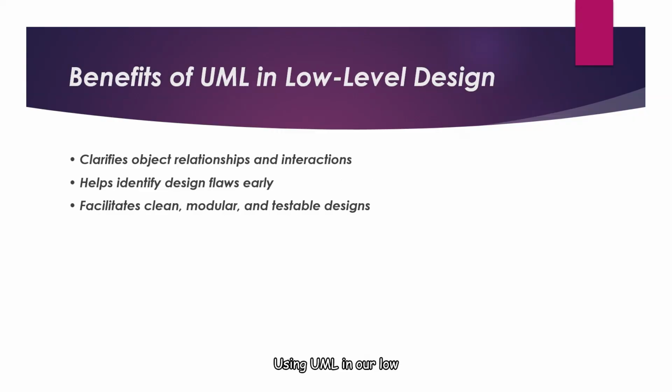Using UML in our low-level design process provides several key benefits. First, it makes the relationships between components crystal clear. We can easily spot tight coupling, duplication, or missing abstractions. Second, UML diagrams help uncover flaws early in the development process before any code is written, which saves time and cost. And third, they foster better communication across your team and improve maintainability by documenting the system visually for future developers to understand.